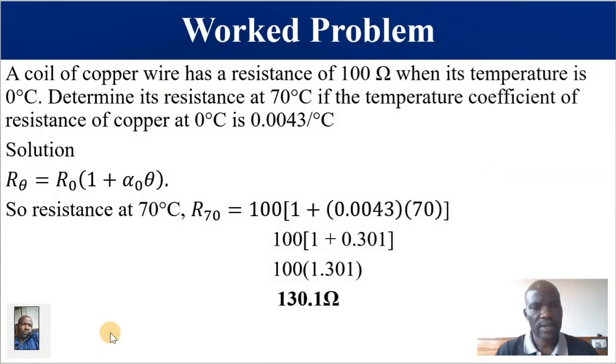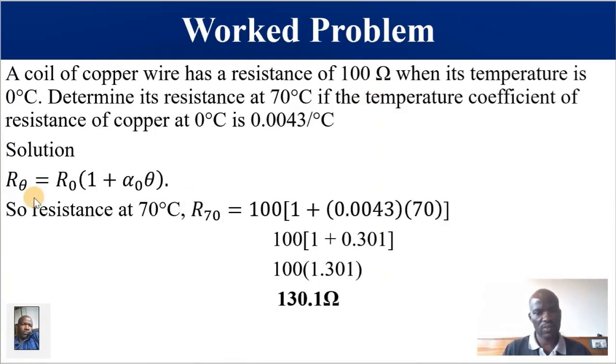Here is a past exam question for you to practice. A coil of copper wire has a resistance of 100 ohms when its temperature is 0 degrees Celsius. We are being asked to determine its resistance at 70 degrees Celsius if the temperature coefficient at 0 degrees Celsius is 0.0043 per degree Celsius.